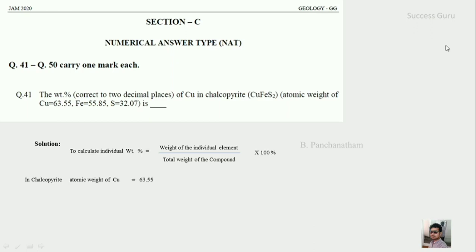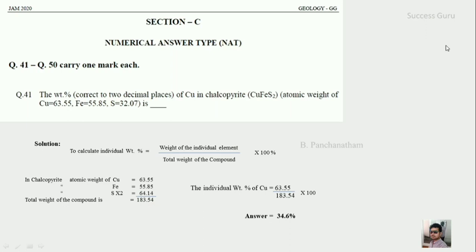In the question they had given the atomic weight of copper, iron, as well as sulfur, but we have to multiply sulfur by 2 because in the formula, CuFeS2, sulfur appears twice, right? So the total will be 183. Let's substitute in the formula. We will get the answer 34.6 percent. So just by mathematical functions like addition, subtraction and division, we did this first question, which is very easy, right?